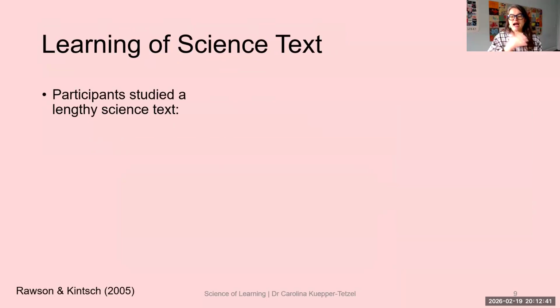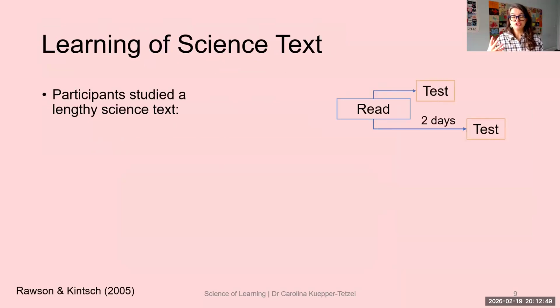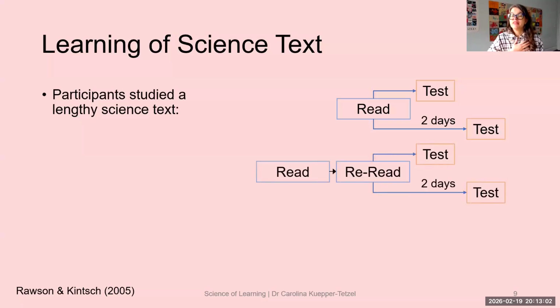Now, let's look at how this is investigated, okay? So here participants studied a science text, and in one condition, they only studied it once. They were allowed to read the text once, and then they had a test immediately after or 2 days later. In another condition, they were given the opportunity to read the text twice in immediate succession. So they read it one time, and then immediately after, they reread the text. And again, they had a test immediately or 2 days later.